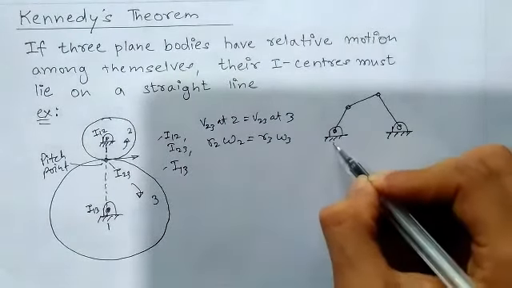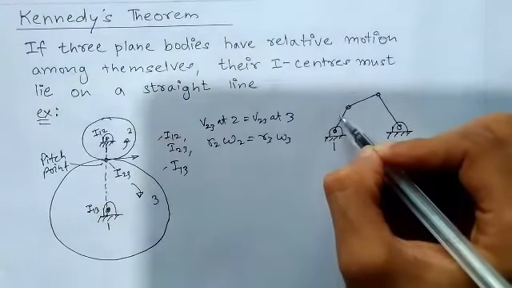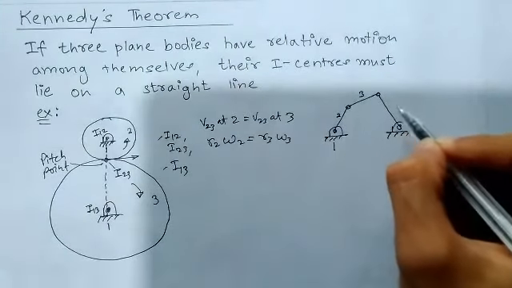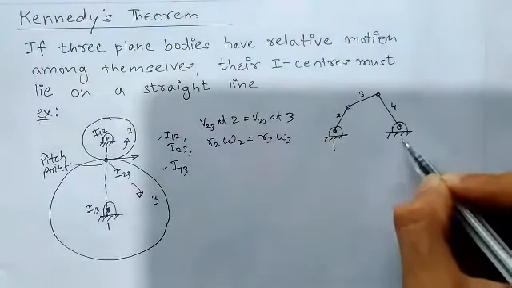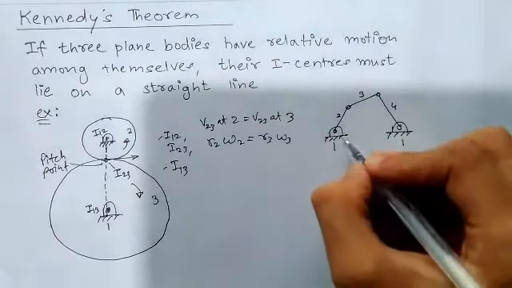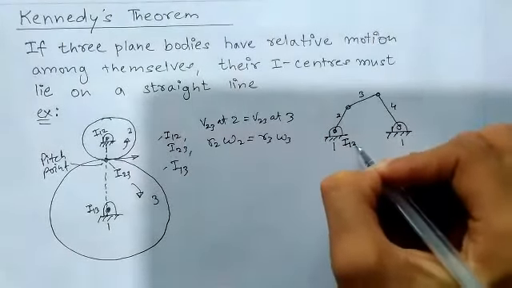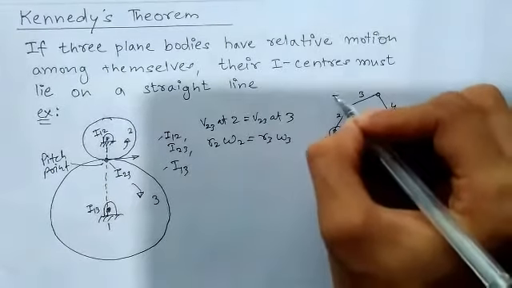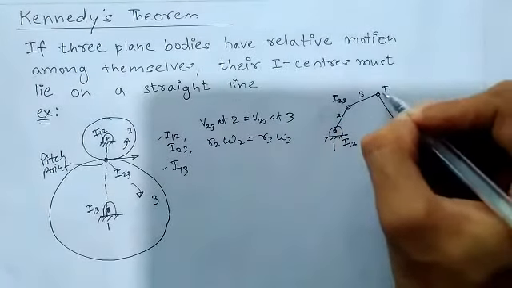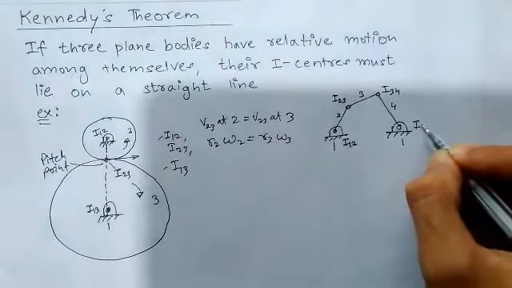Consider this 4-bar chain. This is point 1, link 1, link 2, link 3, link 4, and this is again link 1. This is I12, this is I23, I34, I14.